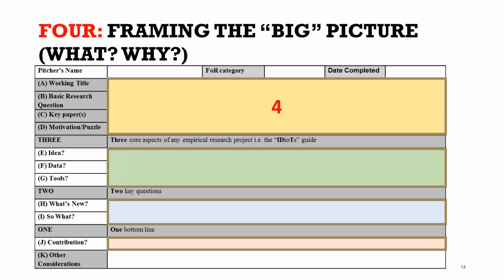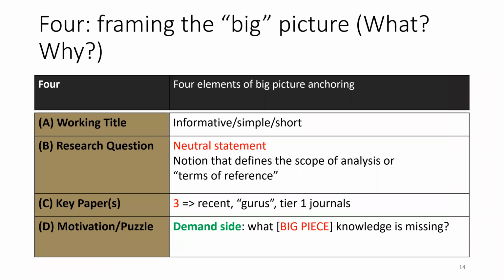So let's think about the items a little further. This slide reminds us and reinforces what I said earlier, that the first 4 items are framing the big picture, and they've got 2 basic elements. They're asking what and why at this big picture level. So let me give you a few quick pieces of advice on how you would attack each of these items.